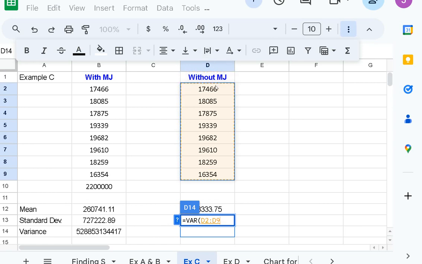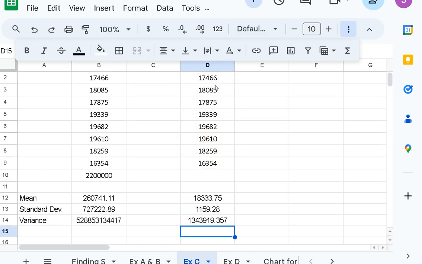Let's click those cells. Perfect. So the variance is just the square of the standard deviation, or vice versa. The square root of the variance is the standard deviation. Do try and keep track of those things. It will be something important for later.